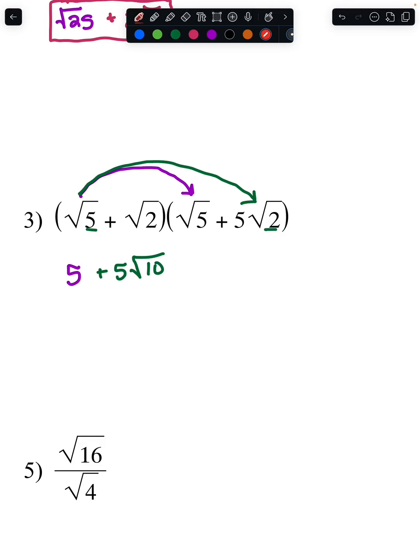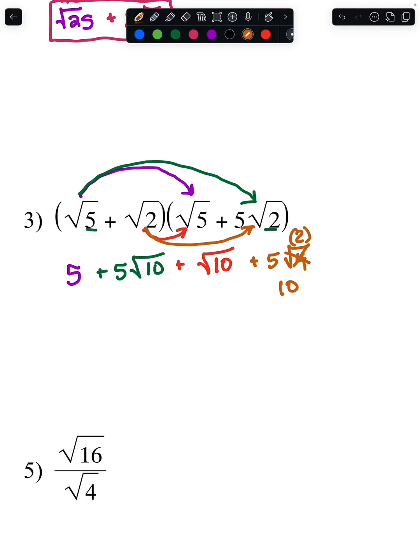And then I'm going to do square root of 2 times square root of 5 is square root of 10. And then finally, square root of 2 times 5 square root of 2, that's going to be plus 5 square root of 4. What is the square root of 4? That square root of 4 happens to just be 2. So this ends up becoming 10 by itself.